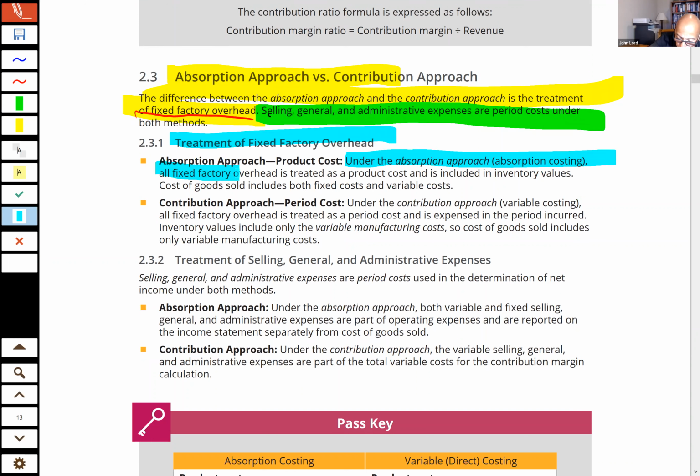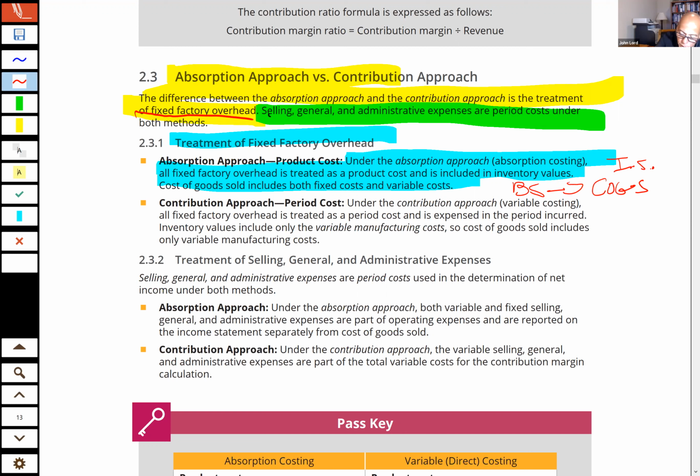All fixed factory overhead is treated as a product cost until it is included in inventory values. Cost of goods sold includes both fixed and variable costs as those units are sold. So those fixed factory overhead costs sit on the balance sheet until you sell the item, and then they go over to cost of goods sold on the income statement.